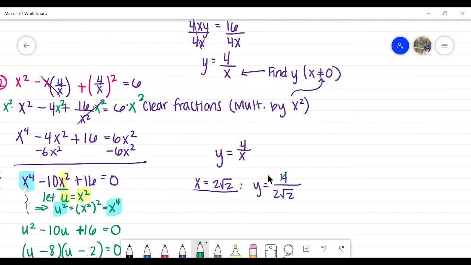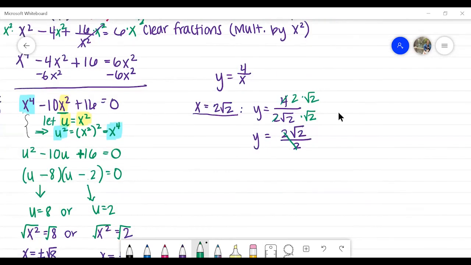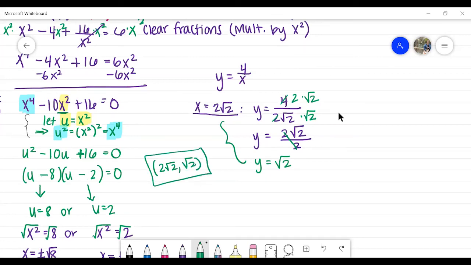This 4 and this 2 cancel, but we do have to rationalize. Times 2 times 2. We end up with y is 2 root 2 over 2. Again, cancel. You're just left with y is the square root of 2. So this ordered pair is 2 root 2, root 2. One answer.